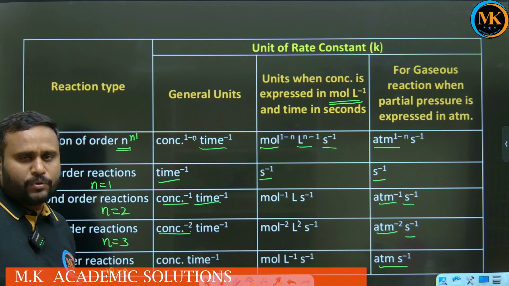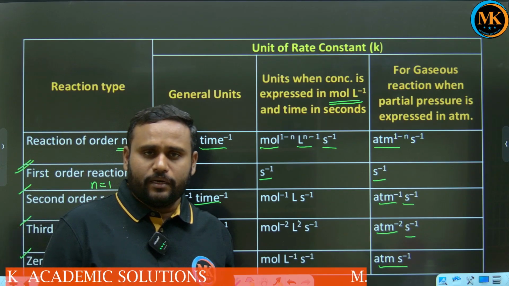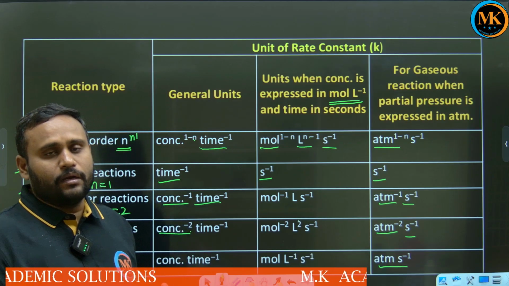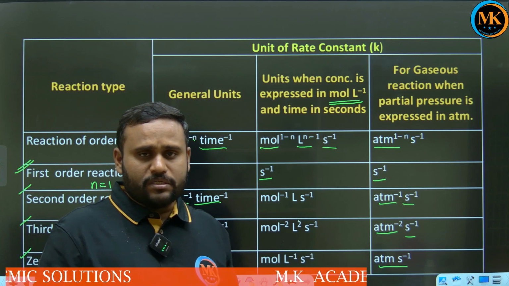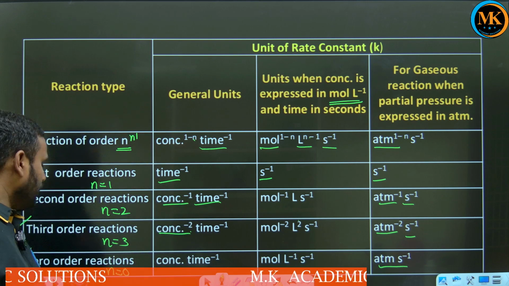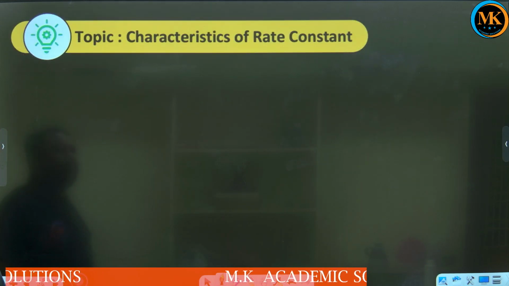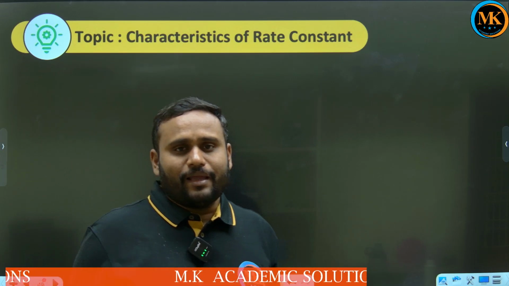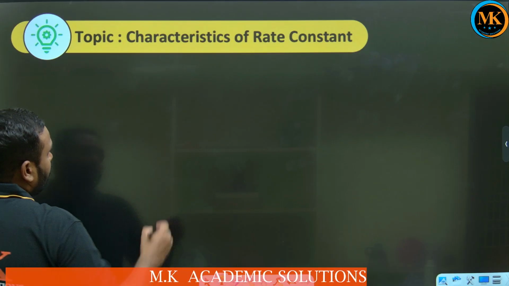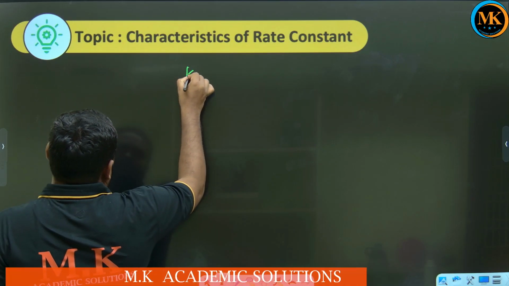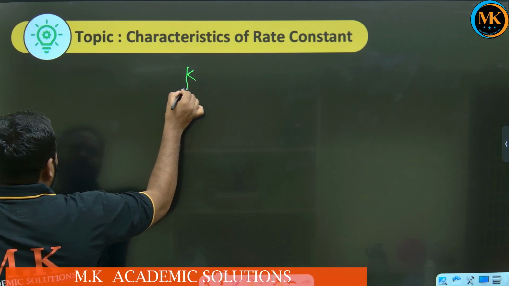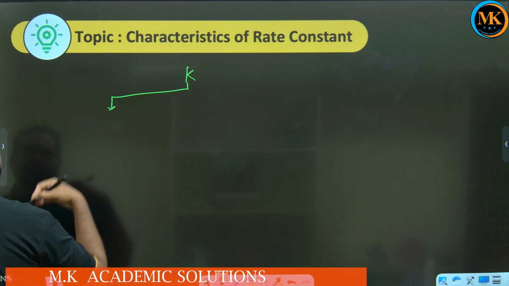So this is about the rate law or rate expression, what the order of reaction is, and what the units of K are. And finally we are going to see the characteristics of rate constant. What are the characteristics of rate constant? Children, simply remember what K depends on and what K is independent of.